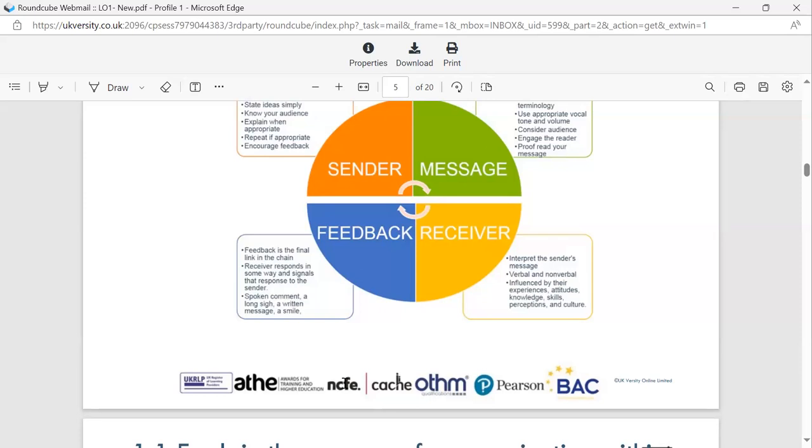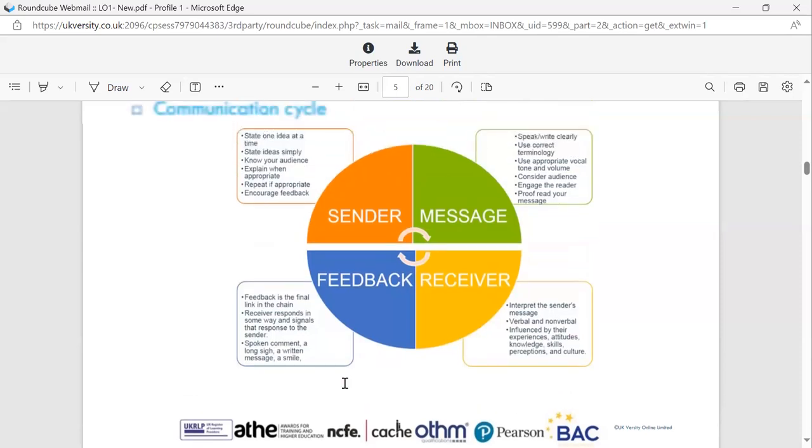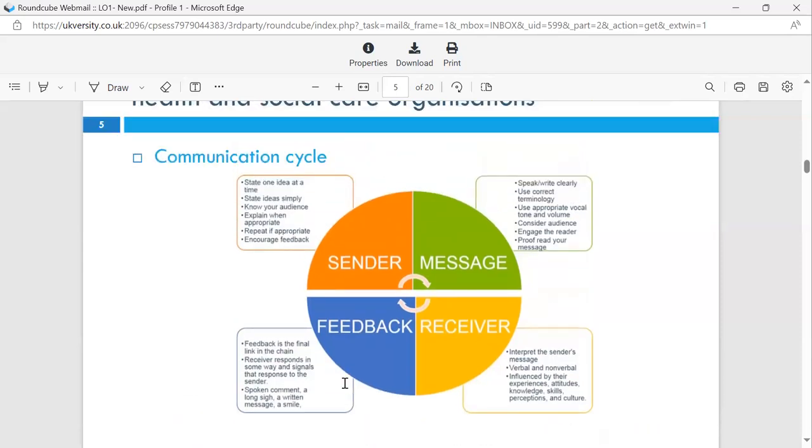The communication cycle is the process we've just looked at, the process of relaying information between the sender and the receiver. This process begins with the sender, who decides what the message is, how they will relay it, and which medium is the best way to share the message.